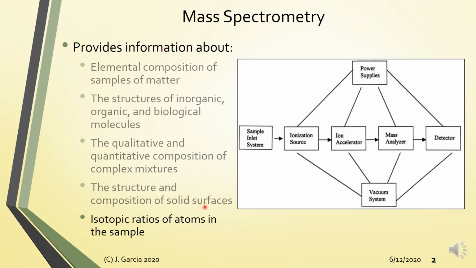Alright, and one particular ability of your mass spectrometer is that it is able to determine the isotopic ratios of atoms in the sample. So not only the presence of each element can be determined, but also the amount of each isotope for each element in the sample.